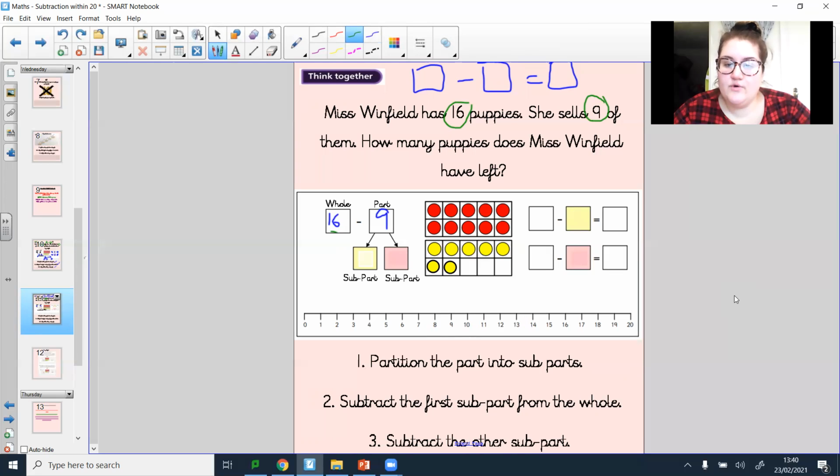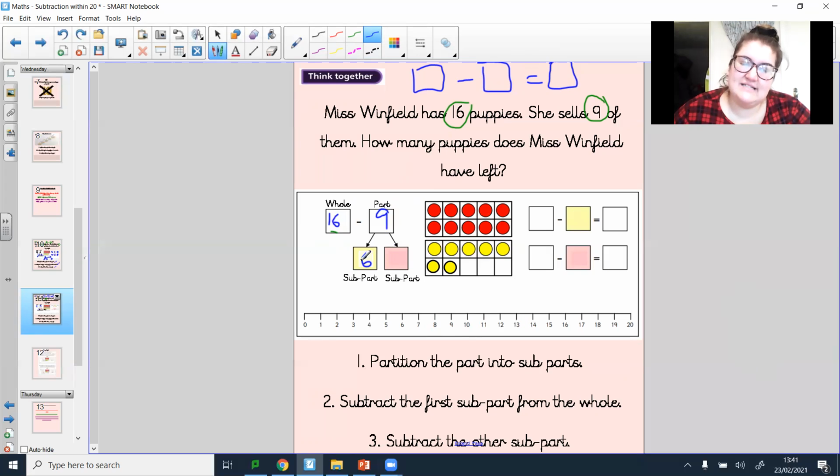So hopefully you paused me and had a go at that. Let's see if you got it right. So I am taking away 9, okay? But I'm going to break the number 9 into 2 subparts. And if I was to get to 10 from the number 16, I know I would need to take away 6 to allow me to cross through 10. So 6 is my first subpart, okay?